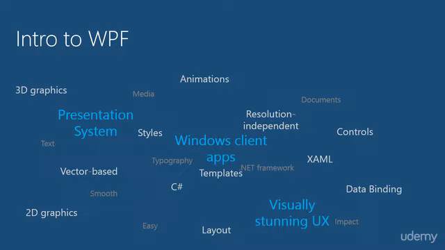So we also have controls, data binding. We will be covering data binding a lot, layout, 2D and 3D graphics, animations, styles, templates. We can actually get access to documents, edit them, create them, a lot of things. Media, text, typography. We actually do all this with C#, and C# is a very complete, very powerful language based on C++, and it's just more beautiful, way more beautiful than C++.